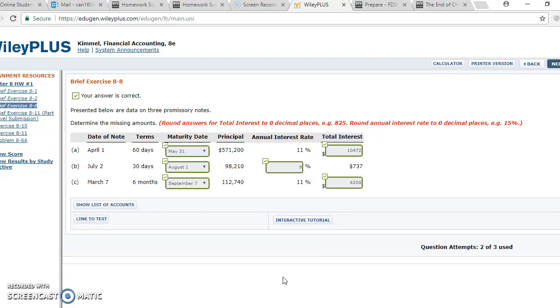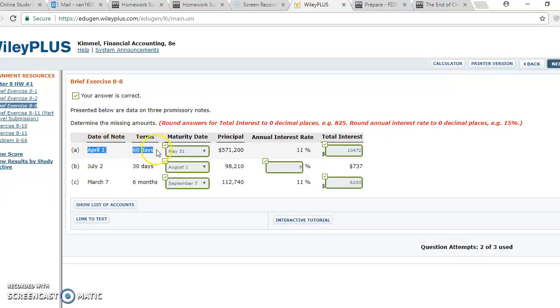So the first thing that we need to do is look at what we're looking for. We are looking for the data on these three promissory notes. For all three of these notes, the first thing we're looking for is the maturity date. There are two ways that we're going to calculate a maturity date: for terms in days and terms in months. So there are two separate ways of calculating that we need to make sure we understand.